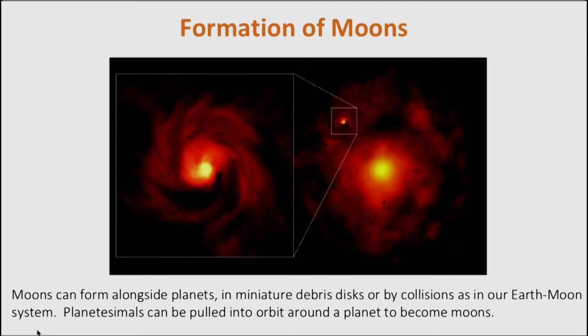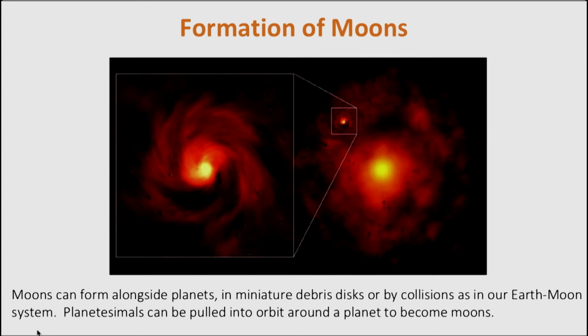What about moons? How do they form, and what can we learn about their properties? Essentially, moons form in miniature versions of the formation of the solar system itself. They form alongside planets in miniature debris disks or by collisions. They also form by accretion, the same way the planets in the solar system form. So we can imagine the moons of the giant planets in particular, each of which has dozens of moons, being formed in a scaled-down version of the formation of the solar system itself.